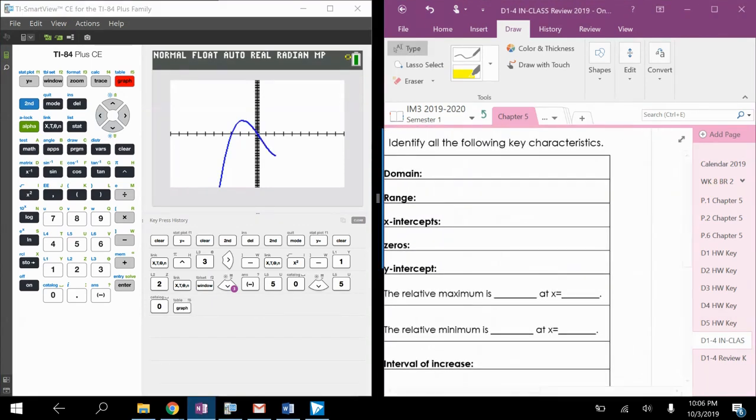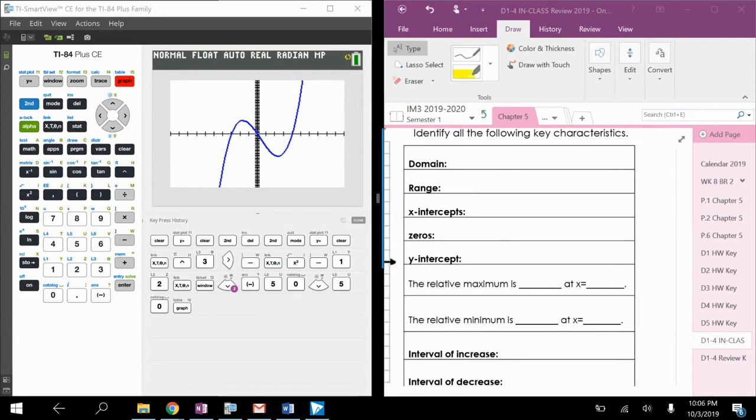Perfect. Okay, so remember there were 4 things that we needed when we graphed something. We needed the x-intercepts, we needed the y-intercept, and we need the max, and we need the min. Okay, so let's figure out what our x-intercepts are here. We have one at negative 3 right here. This is negative 3, 0. We also have another one at 0, 0.